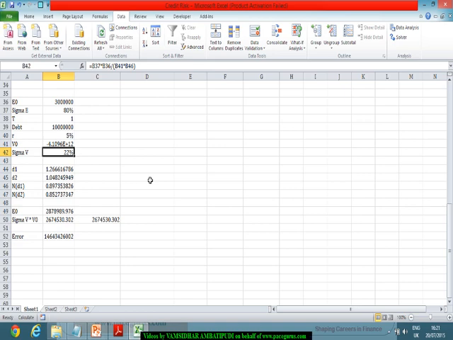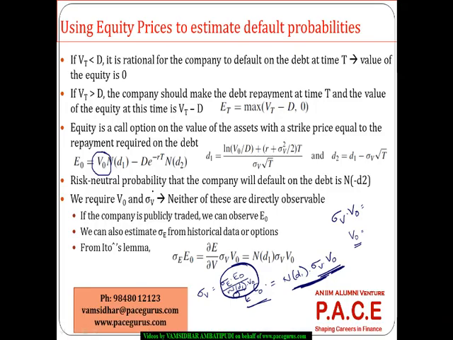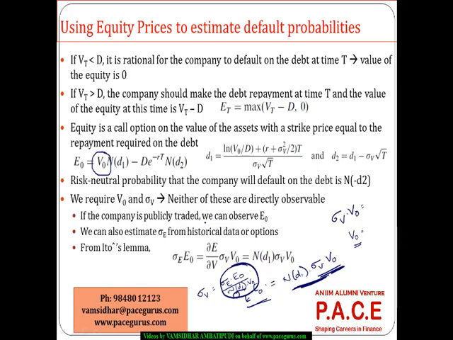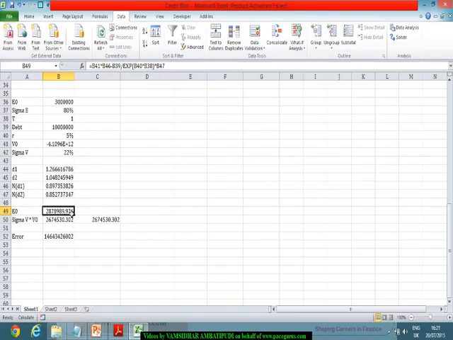Sigma E divided by ND1. And what we are simply saying is V naught, so in place of sigma V, we have substituted that particular number. V naught ND1. So whatever I am taking as V naught ND1 minus DE per minus RT ND2. This is what is the equity.